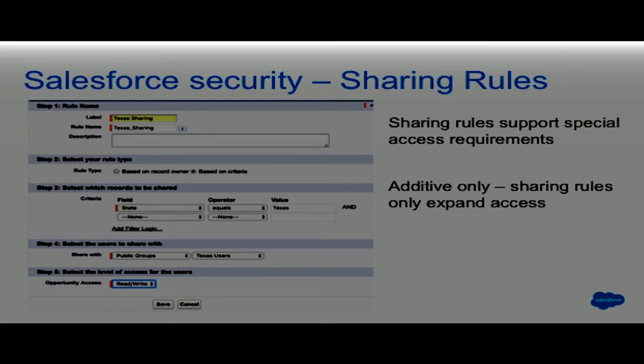And in our example where the accounts are private, so that only the owner and the owner's managers can see an account, we've created a rule here called Texas sharing. And this little section here in the middle says that when the state equals Texas, share that account, or any account where the state equals Texas, with members of a group called Texas users. So we're letting any user who is in a group called Texas users have access to accounts where the state equals Texas, regardless of whether or not they would otherwise have access to it.